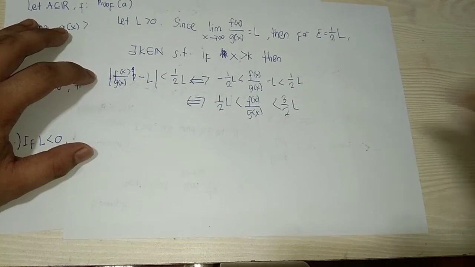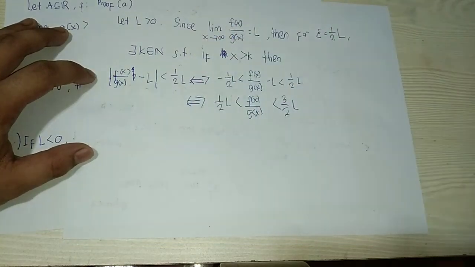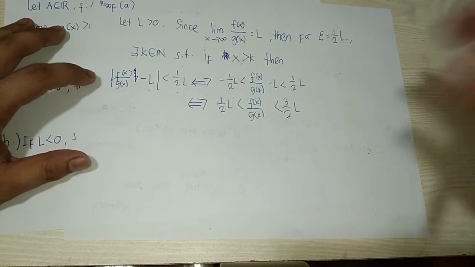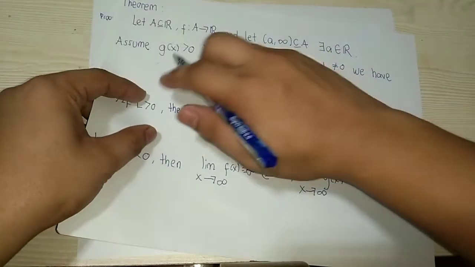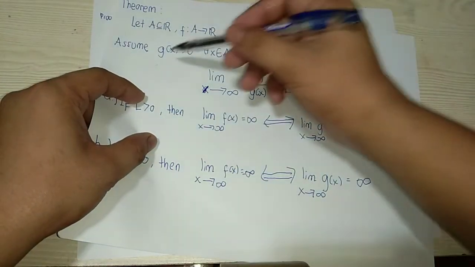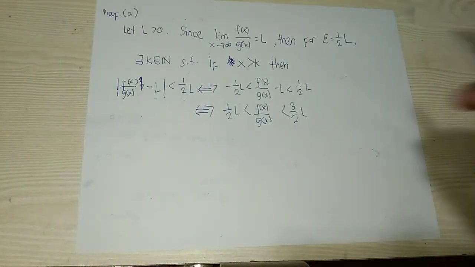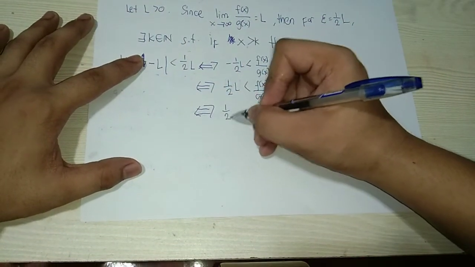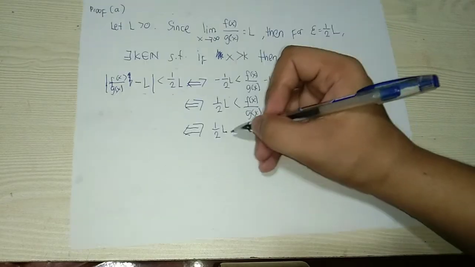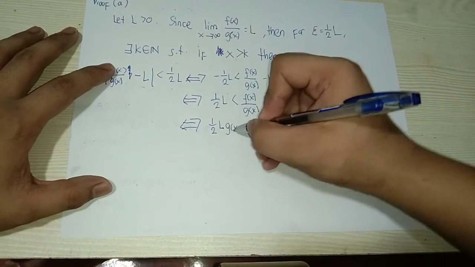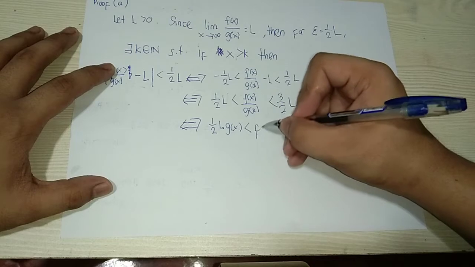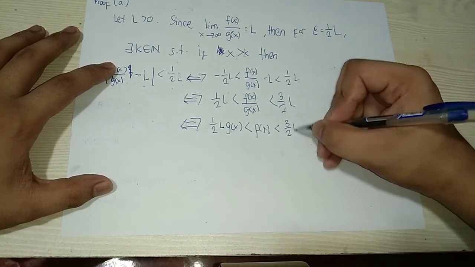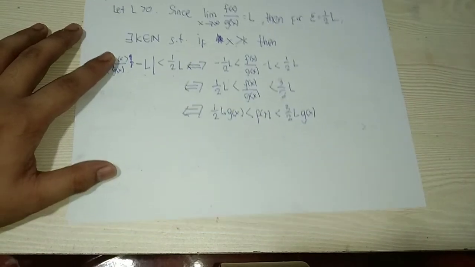Then, we multiply both sides by g of x. The inequality will not change, because we can multiply by g of x since g of x is positive. See, g of x is greater than 0. So, multiplying, this is 1/2 L g of x less than f of x less than 3 over 2 L g of x.